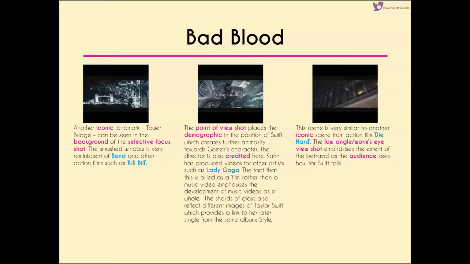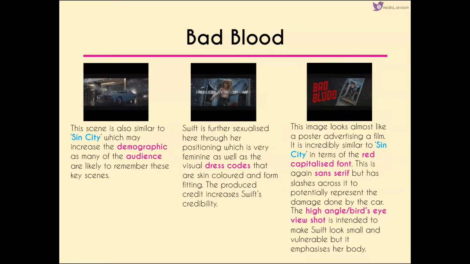Now, the scene that we've got on the very far right is very iconic. It would remind a lot of the older audiences of films such as Die Hard. The low angle shot, or the worm's eye view shot that we've got here, emphasises the extent of the betrayal. We can see how hard and how far Swift falls, but it also makes her seem smaller and more vulnerable.